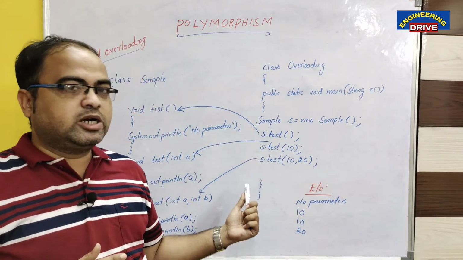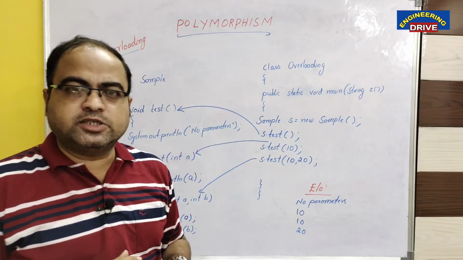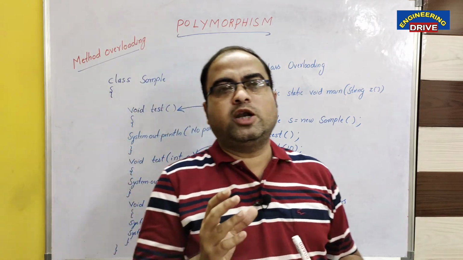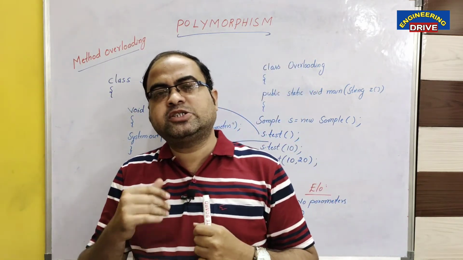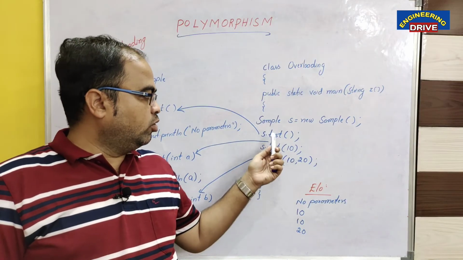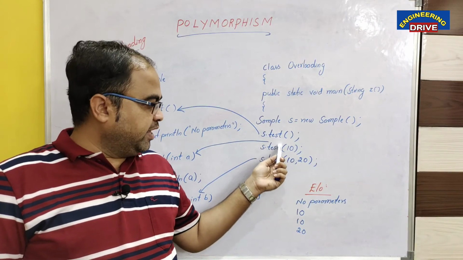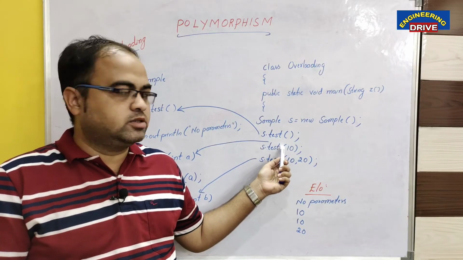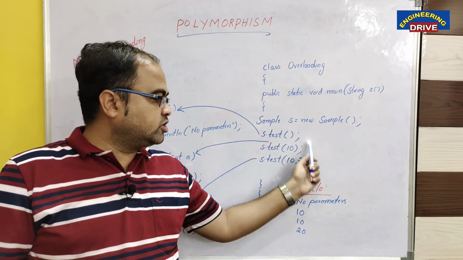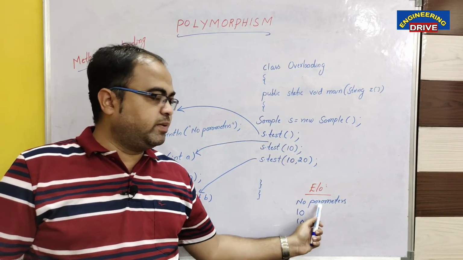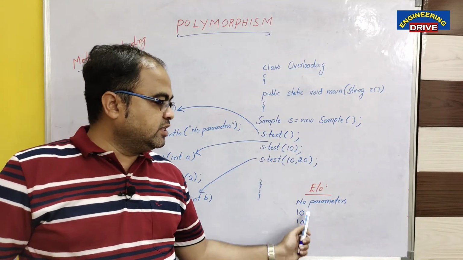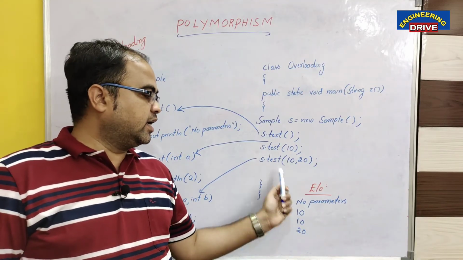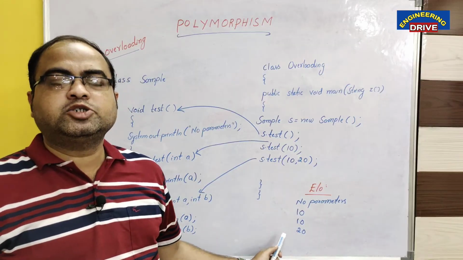And by using this method overloading, polymorphism is achieved. What is polymorphism? Poly means many, morphism means structures, many structures. One method is behaving in different ways. One method is having different forms. What are the different forms? First, one time it is displaying no parameters, second time it is displaying only the value of 10, and third time it is displaying the values of 10 and 20.